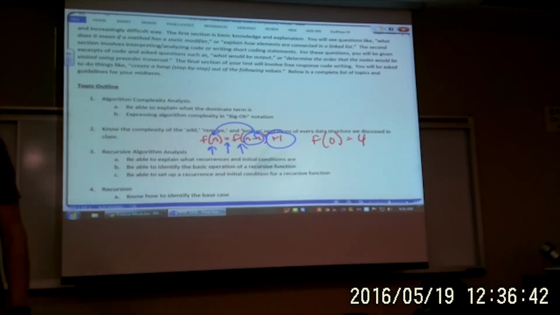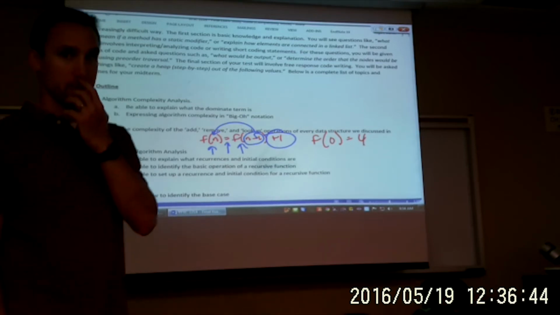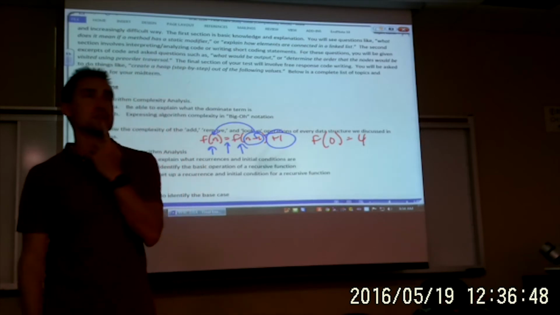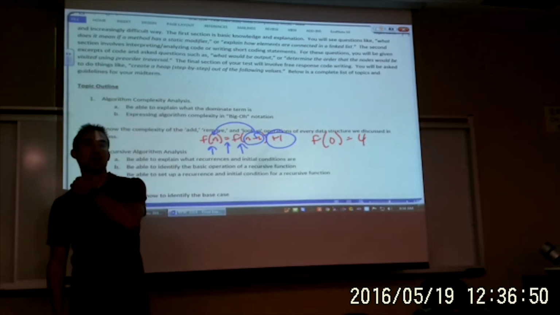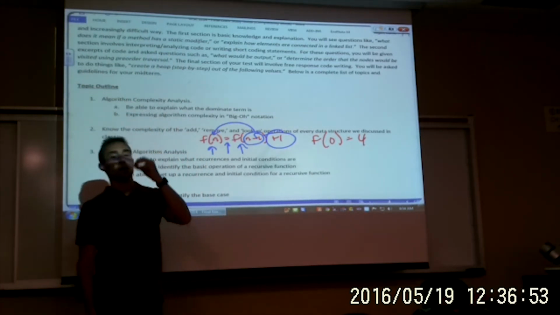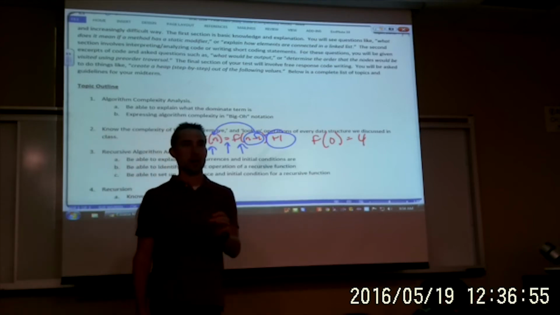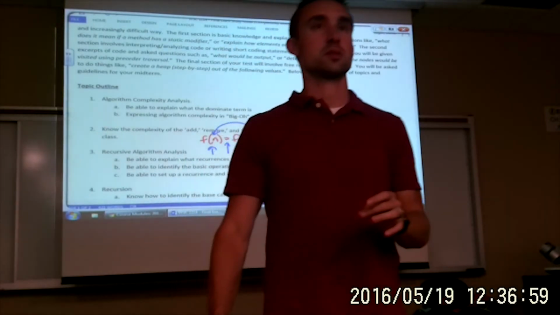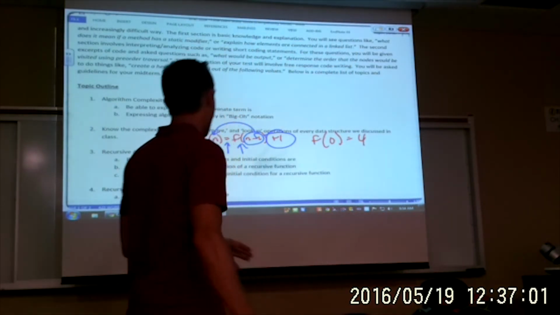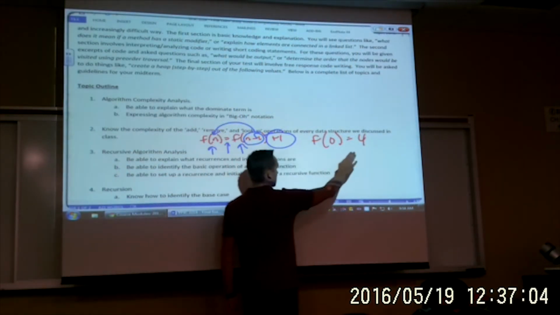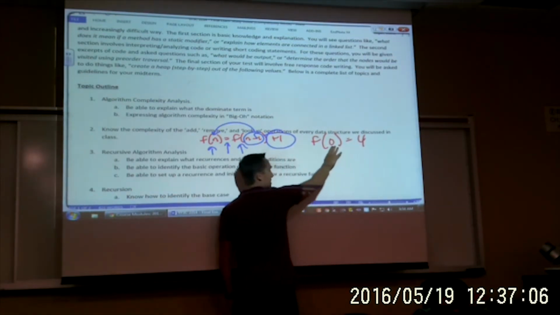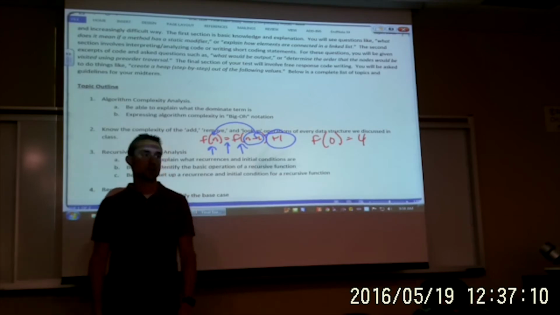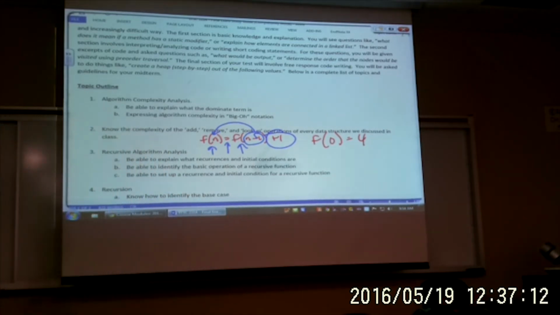Yes? So you would say that an initial condition would be a recurrence with a predetermined number? It's not really a recurrence. An initial condition gives us a specific number of times a basic operation runs at a specific input size. Okay? So an initial condition gives us the number of basic operations that are run at a specific input size. It's a ground.